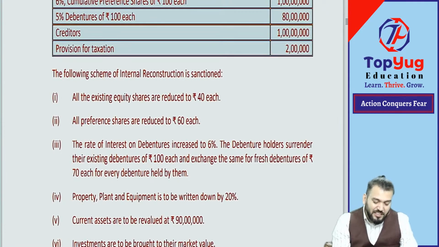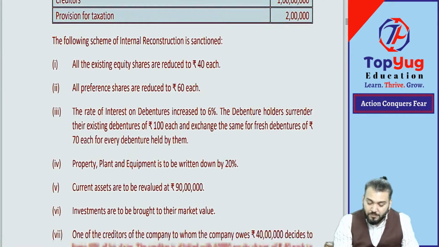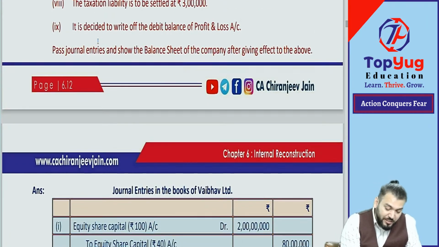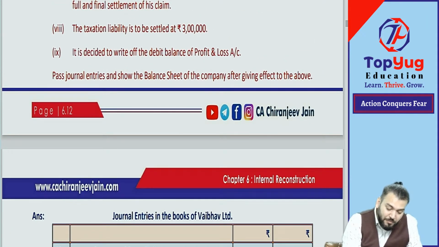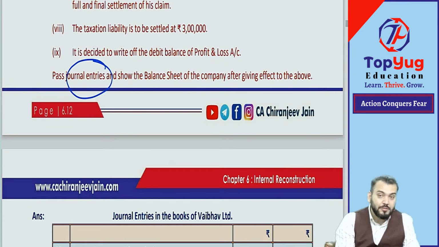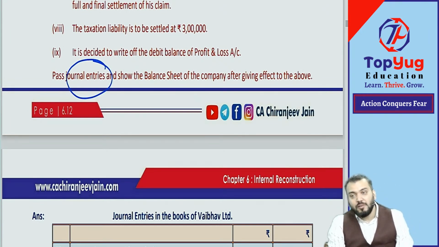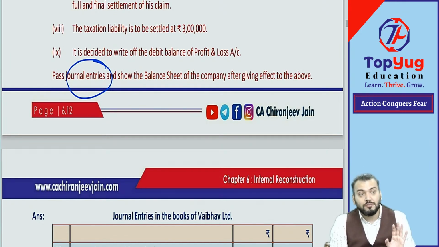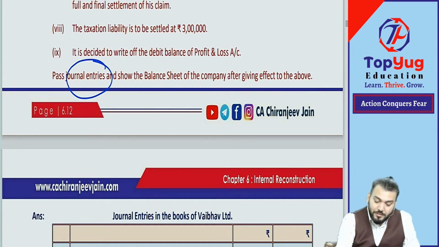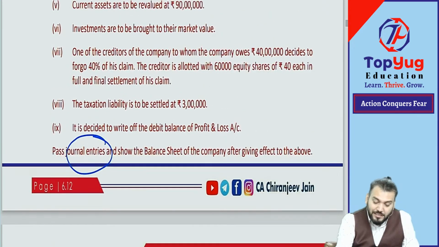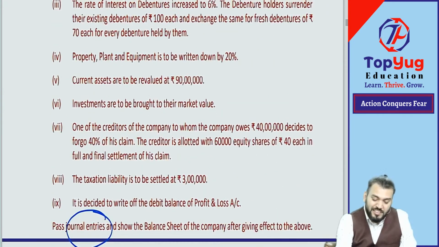Now, let us read and pass journal entry. I said one by one we will take, but first just find out what they have asked. Pass journal entry. Sometimes they say prepare account, but 99% they will ask journal entries. There is a 1% chance they may ask for an account, and if they have asked for an account and you have drawn journal entries, zero marks. So be careful about those circumstances. Let us read one by one.